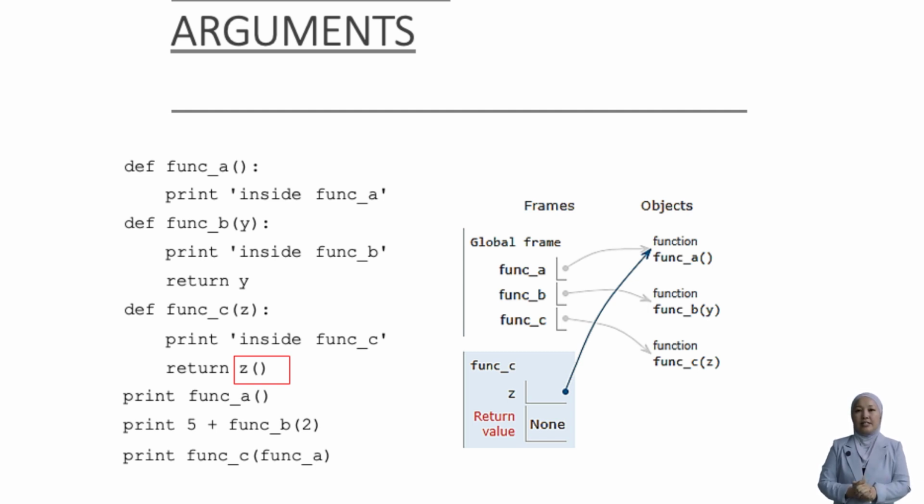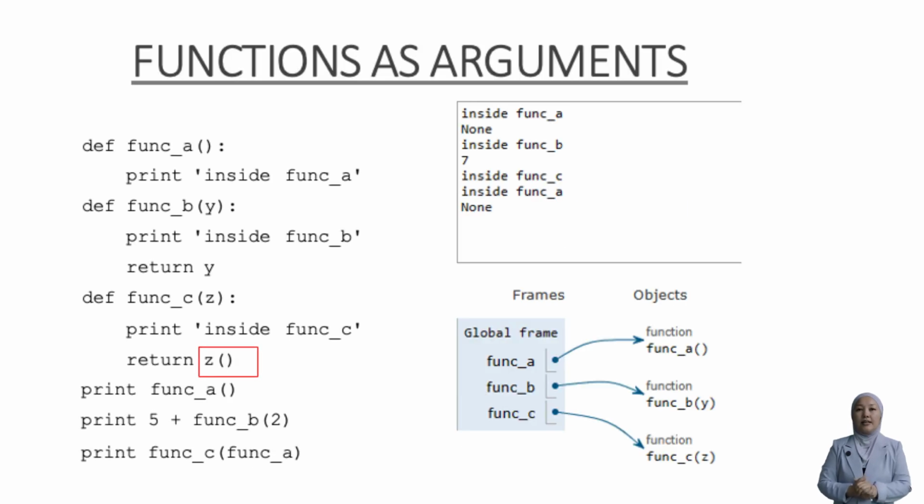Finally, print(func_c(func_a)). Here, func_a, the function object itself, is passed as an argument to func_c. Inside func_c, z is now an alias for func_a. The line return z() therefore calls func_a. This prints "inside func_a" again and returns None to func_c, which returns it to the outer print. This demonstrates remarkable flexibility. We can write functions that operate on other functions, enabling patterns like callbacks, wrappers, and higher-order logic.